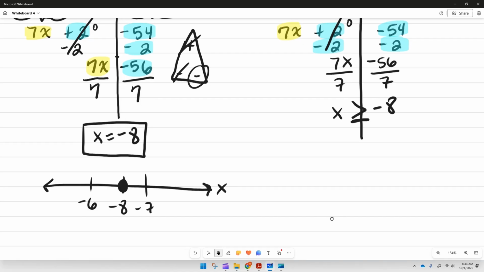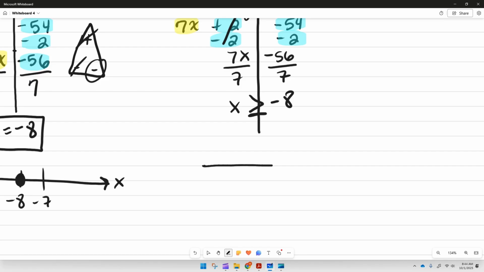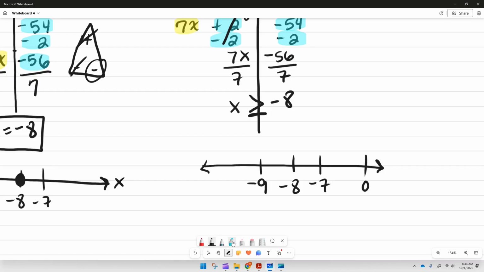Now, the inequality, we have a little bit of a different scenario. I'm going to draw my number line just like we did for the equation. So I've got negative 8 here, negative 7 here, 0 is over here on the number line, and we've got negative 9 on this side. One of the things that can help you with an inequality is to look at the direction that your arrows are going. I'm going to do green just so that you can see. As you can see, that inequality arrow is going in this direction.